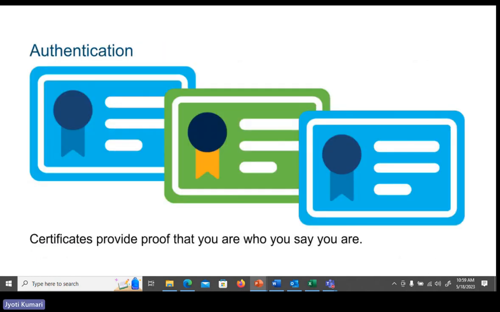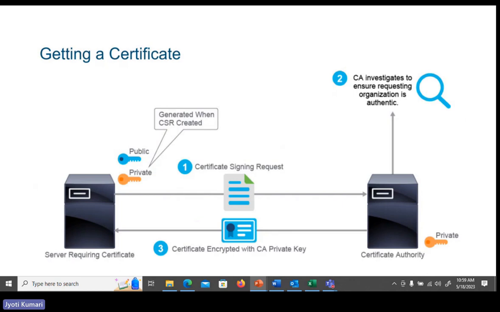Then there's authentication. Authentication is again very important. Certificates are used for authentication to provide proof that you are who you are. For getting a certificate, we need to have a certificate signed by a CA. In production, it is always recommended to get it signed by a public CA, but in our lab environment, we can create our own self-signed certificates. That's what we are going to do.